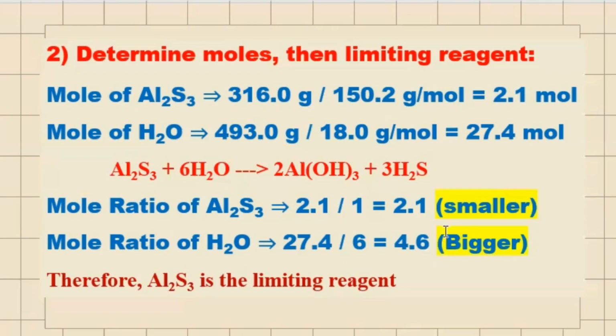And then compare and contrast the two results, the two ratios of Al2S3 and H2O. Which one is greater, which one is smaller? 2.1 is the smaller one, and 4.6 is the bigger one. The bigger one indicates H2O is the excess reactant, and the smaller one, 2.1, indicates Al2S3 is the limiting reactant.